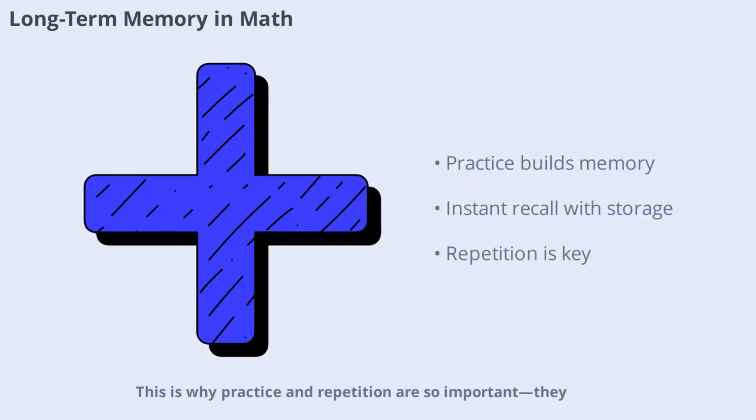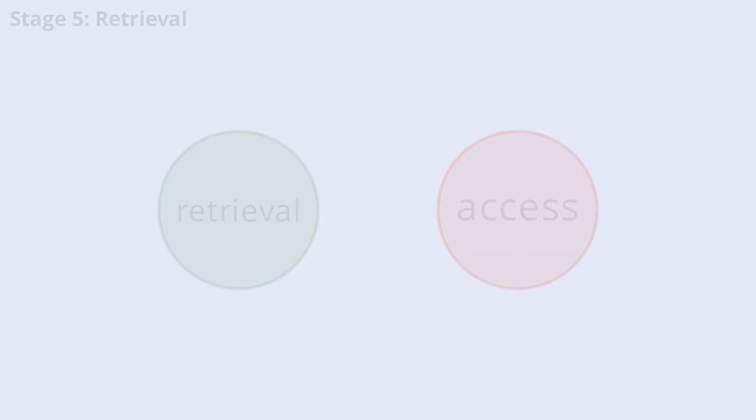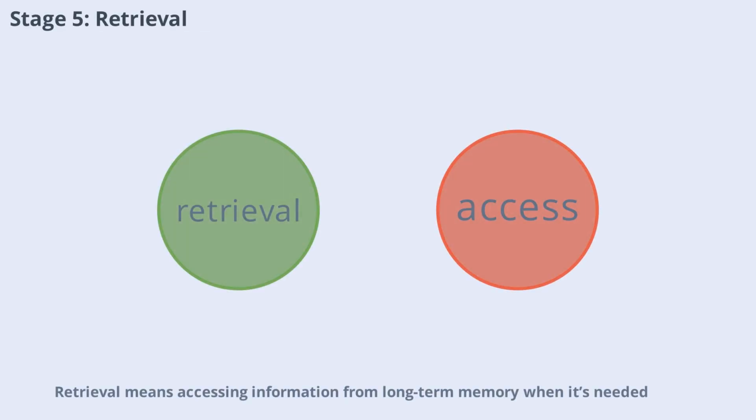This is why practice and repetition are so important. They help move information from working memory to long-term storage, a process called memory consolidation. Educational therapists use repetition, spaced practice, and meaningful connections to strengthen long-term memory. By practicing skills over time and making connections to what students already know, learning becomes more durable and easier to retrieve later. Retrieval means accessing information from long-term memory when it's needed.